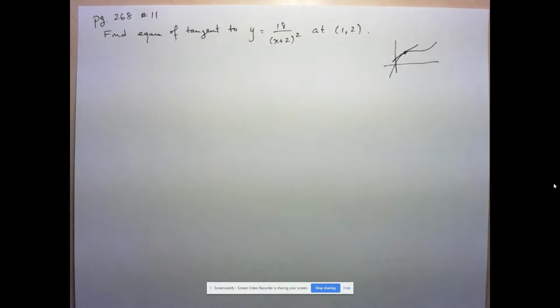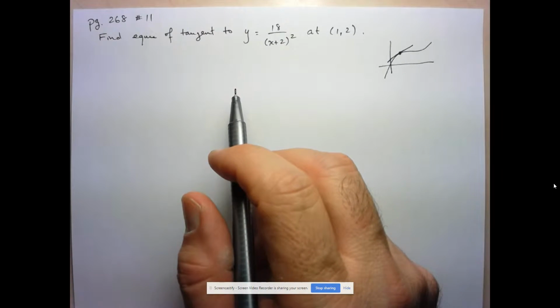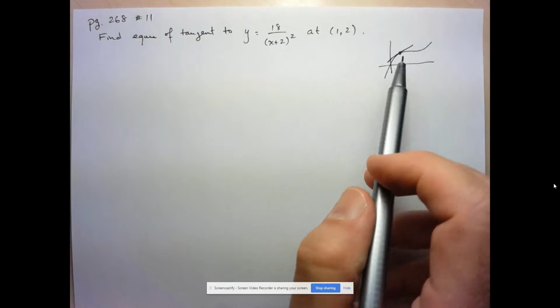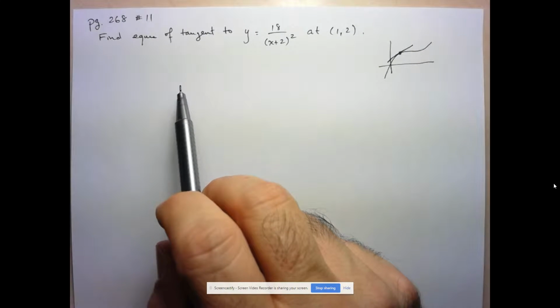Hi folks, we're going to take a look at number 11 on page 268. So here they're looking for the equation of the tangent to this curve at the point (1, 2). So of course the tangent is just a line, okay? So in order to find its equation, we're going to need a slope and a point.